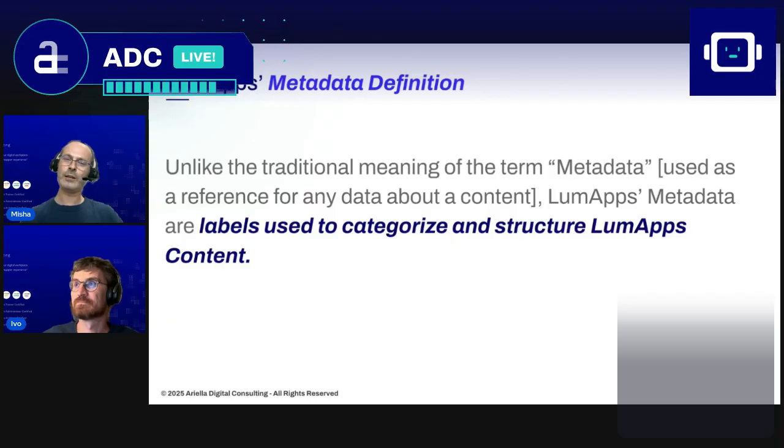Metadata today is a type of label, or think of it as a tag. I don't want to use the word tags because, as some of you who are LumApps users know, LumApps also has something called tags, which is not metadata but similar. So metadata really is a label that helps categorize LumApps content and add some levels of structure. It can be applied to some contents, not others. We'll get into that in a second. But at a high level, it's a label to categorize and create structured content within LumApps.